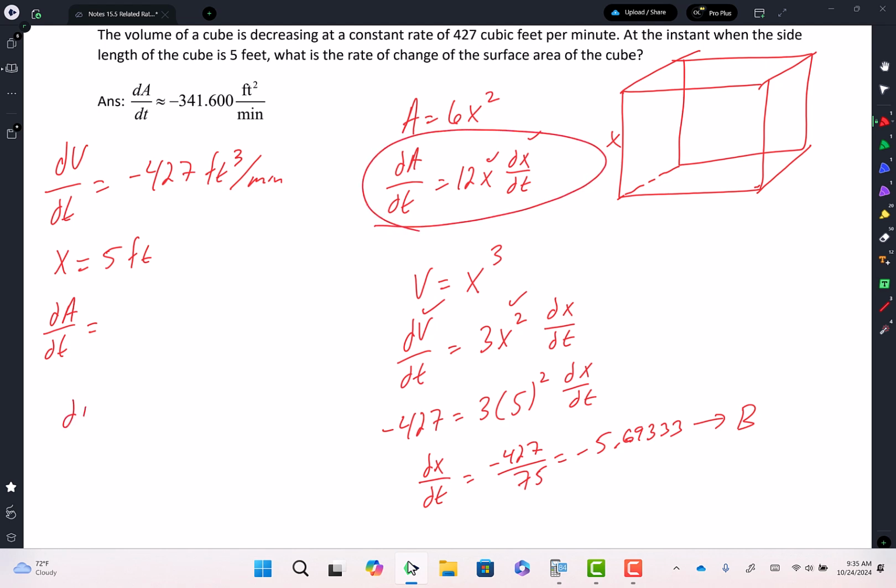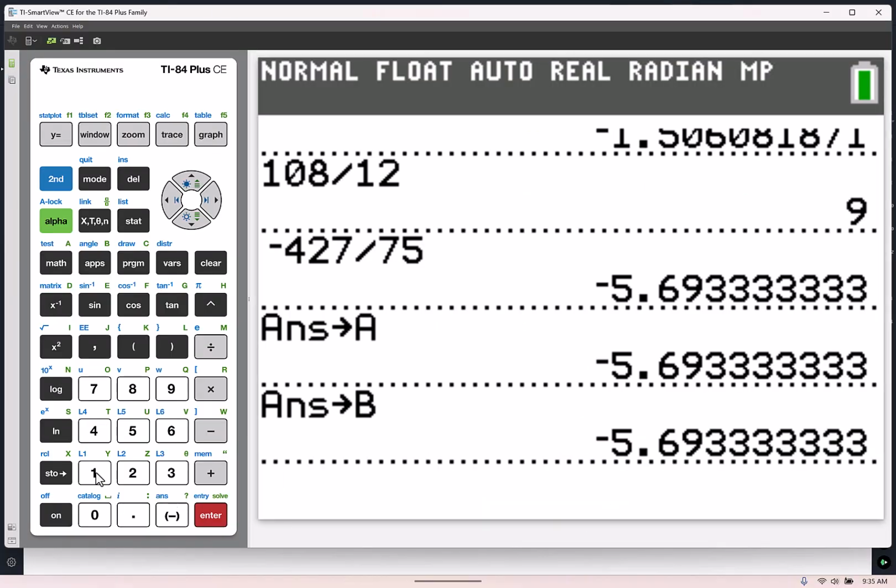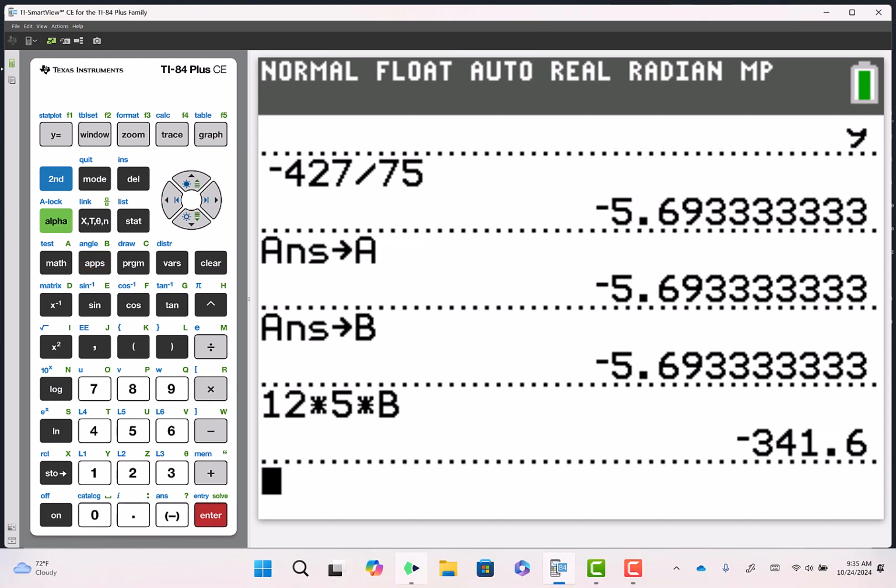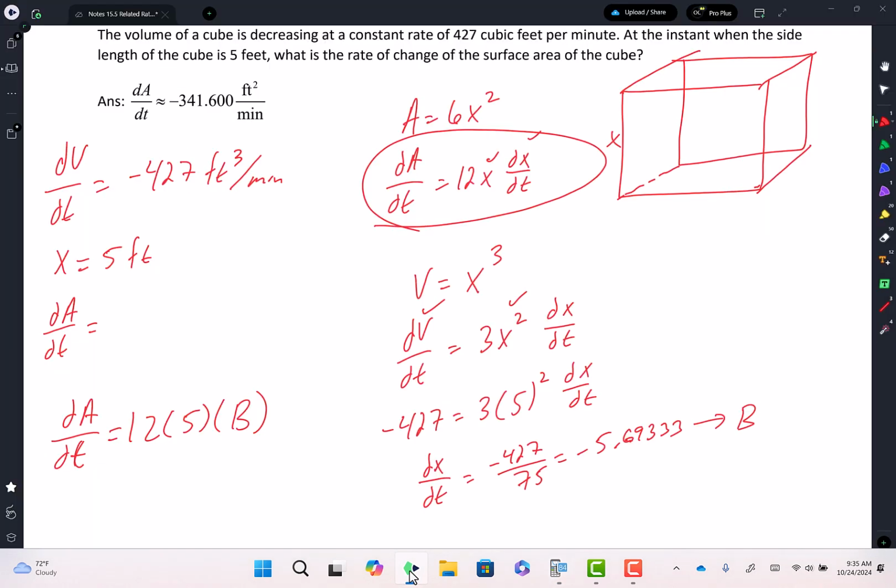dA/dt equals 12 times 5 times B. Oh, that wasn't exciting. I thought it was going to be more exciting. 12 times 5 times alpha B. Enter. Negative 341.6. Negative 341.6 square feet per minute. And yep. Yay.